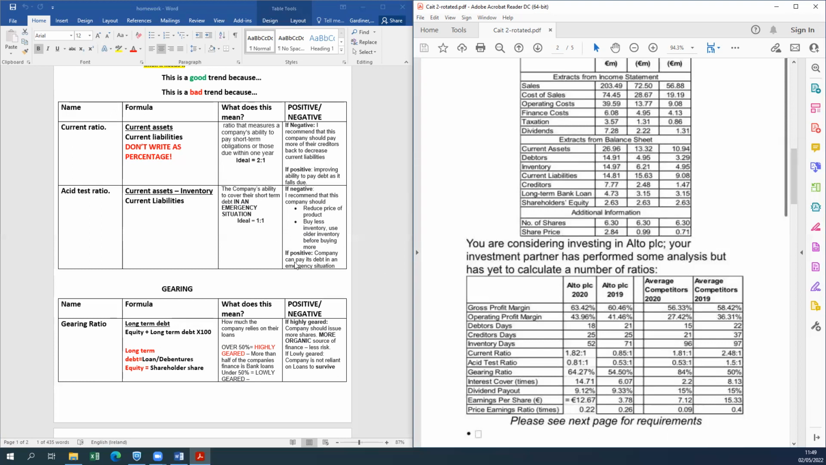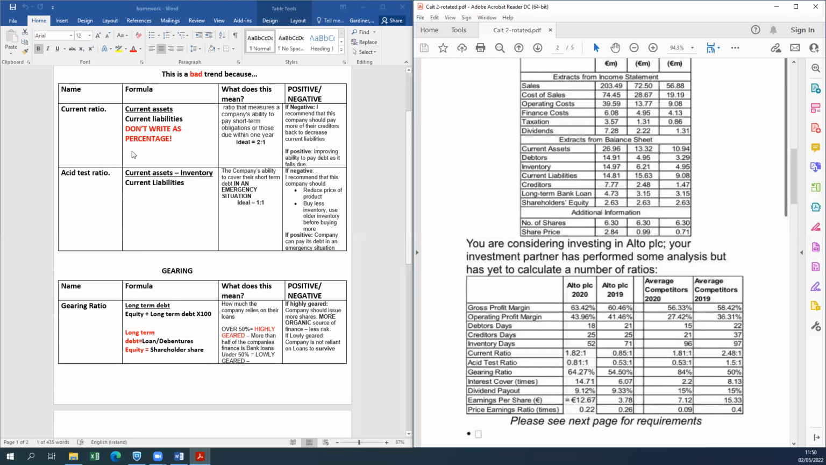If positive, you can just say a nice little line like, this company can pay its debts in an emergency situation. How easy is that? Anyways, we're on to gearing. So that's done. Your marks in the bag there.